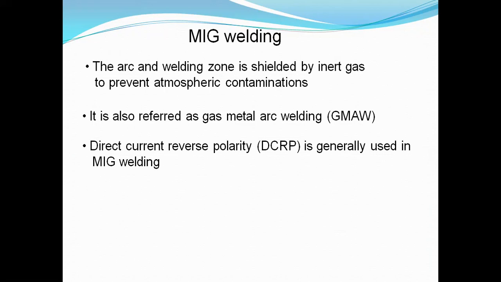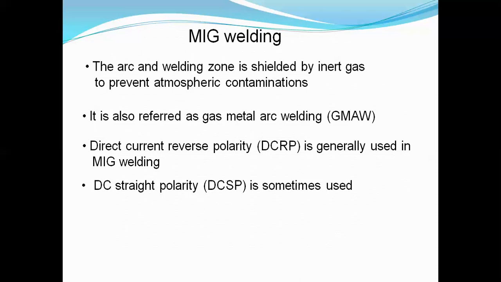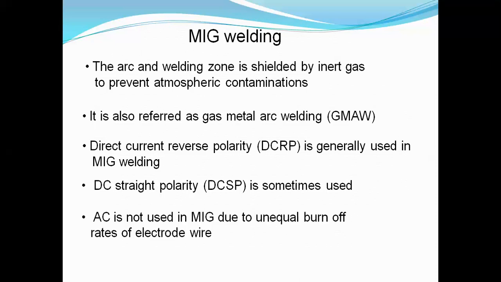We know about these polarities, straight polarity and reverse polarity. Based on the connections, negative terminal and positive terminal, we can tell the polarity. Here direct current, DC, with reverse polarity is used in MIG welding. DC straight polarity is sometimes used. AC is not used in MIG due to unequal burnout rates of the electrode wire.